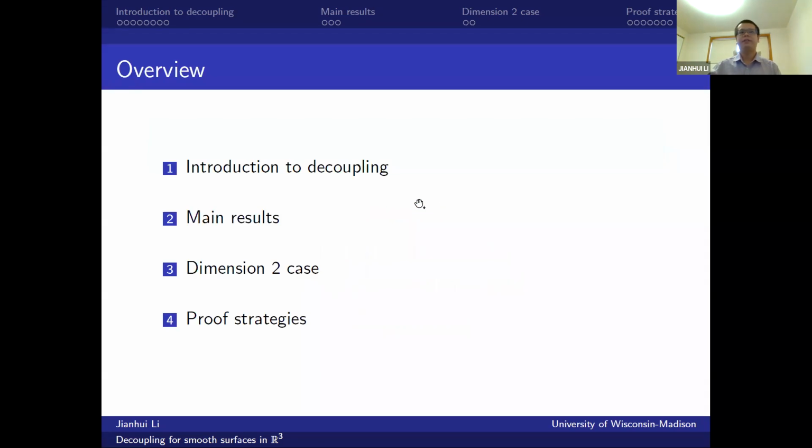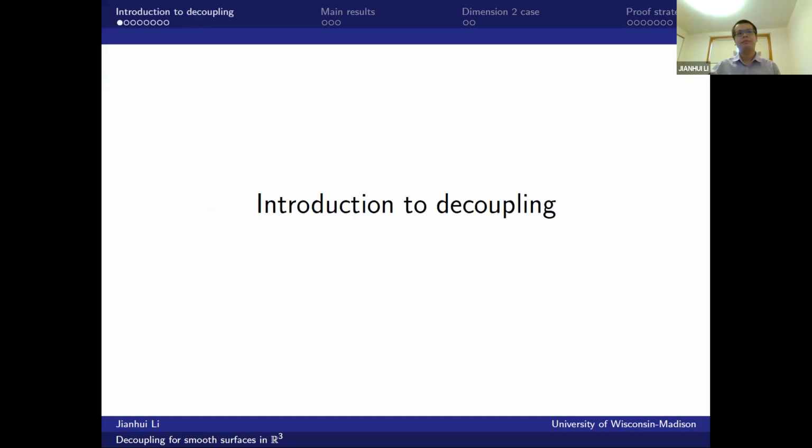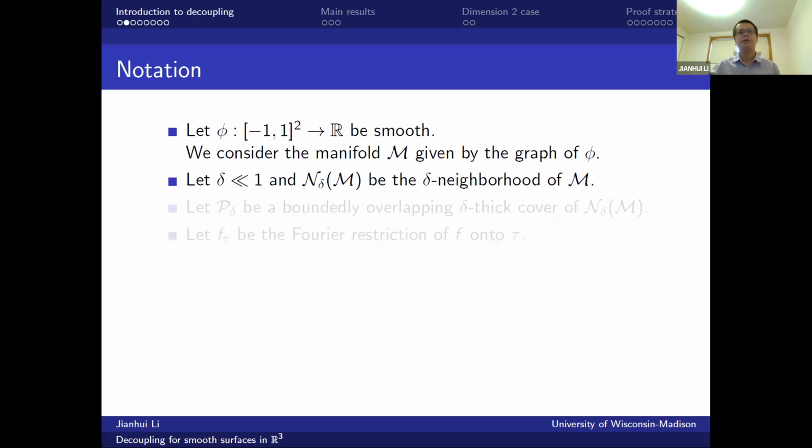Okay, in the beginning, I'll introduce what decoupling is. Then I'll state our main result. I'll survey the dimension 2 case, which was done previously. And then I'll tell you about the difficulties in extending from dimension 2 to 3. First, introduction to decoupling. Let me start with notations.